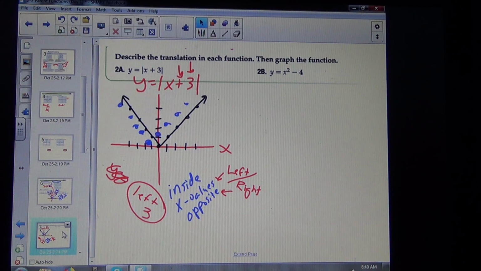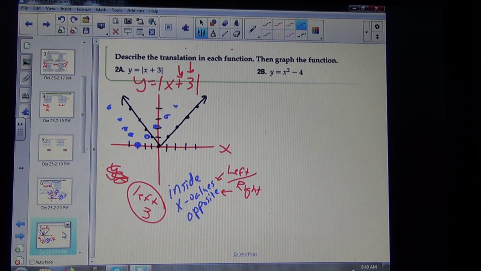So 1, 2, 3. Okay, and there. Again, you go one by one, but every point goes 3 to the left. Redraw them, and I have my parent graph.